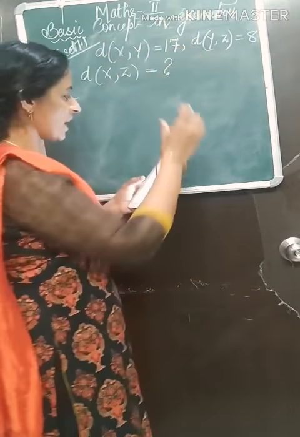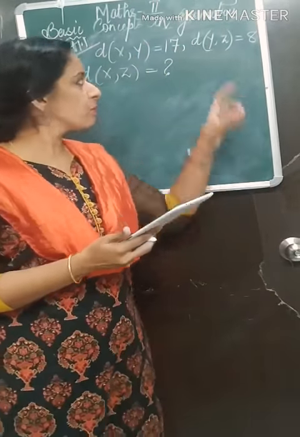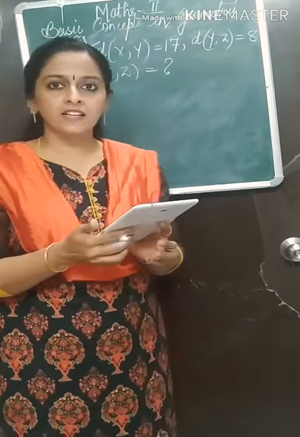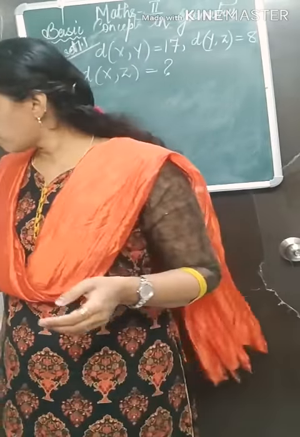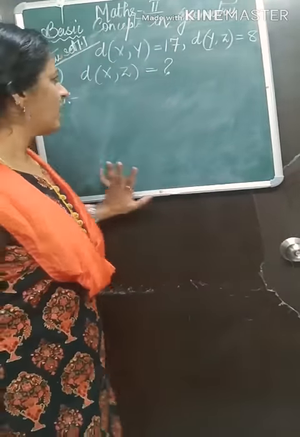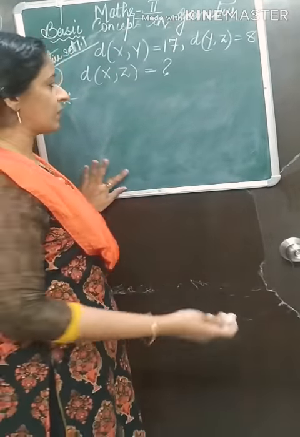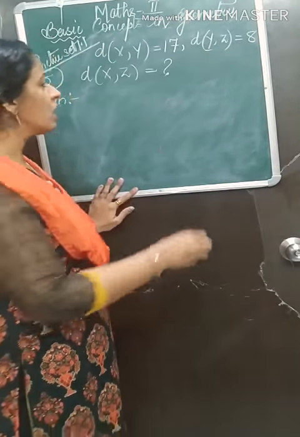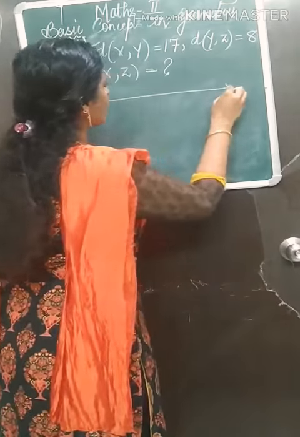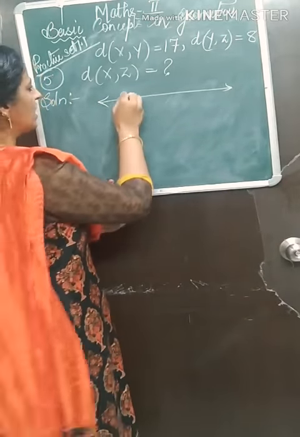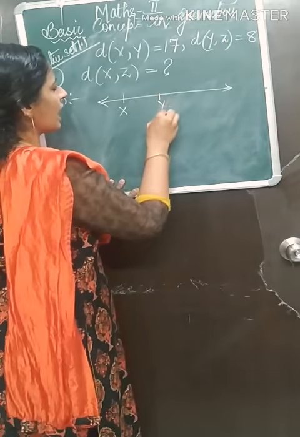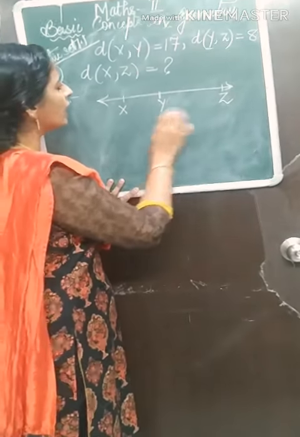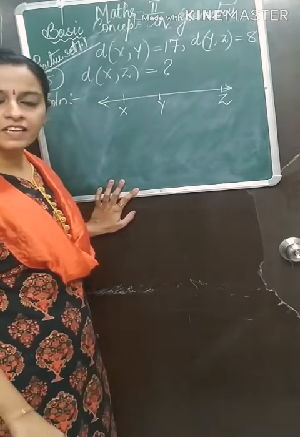Distance between x and y is 17. Distance between points y and z is 8. Find the distance between x and z. So here the points are x, y, z. Again there will be two possibilities because they have not mentioned which point is between the other two. I will consider the first set of points as they have given: x, y and z. In the first case I will consider point y to be between points x and z.